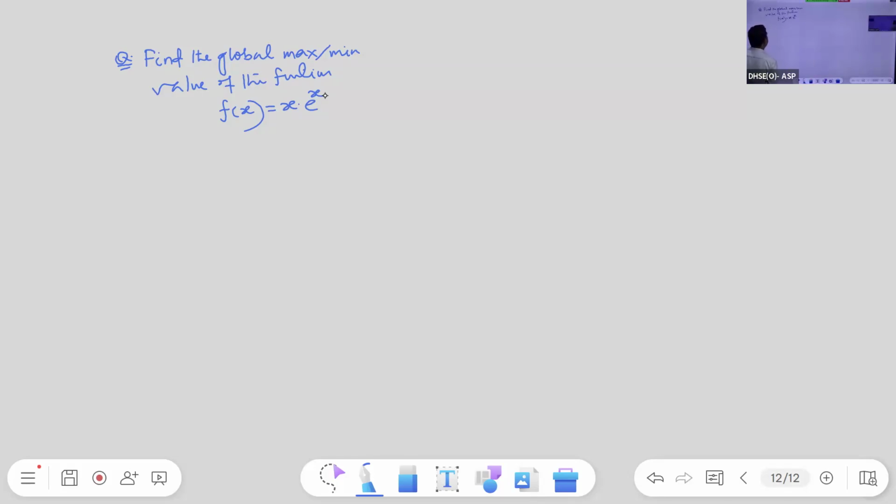So here the region is not given. That means we have to discuss the global maximum and global minimum value of the function on the entire domain. The domain of the function is R. This function x is continuous, e power x is continuous, and continuous into continuous is continuous. x is differentiable, e power x is differentiable, so x into e power x is a differentiable function.